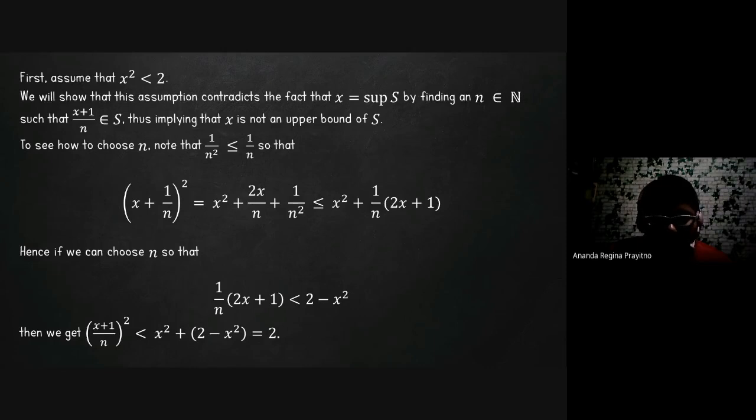To see how to choose n, note that 1 over n squared is less than or equal to 1 over n, so that (x plus 1 over n) squared equals x squared plus 2x over n plus 1 over n squared, which is less than or equal to x squared plus 1 over n times (2x plus 1). Hence, if we can choose n so that 1 over n times (2x plus 1) is less than 2 minus x squared, then we get (x plus 1 over n) squared less than x squared plus 2 minus x squared, which equals 2.